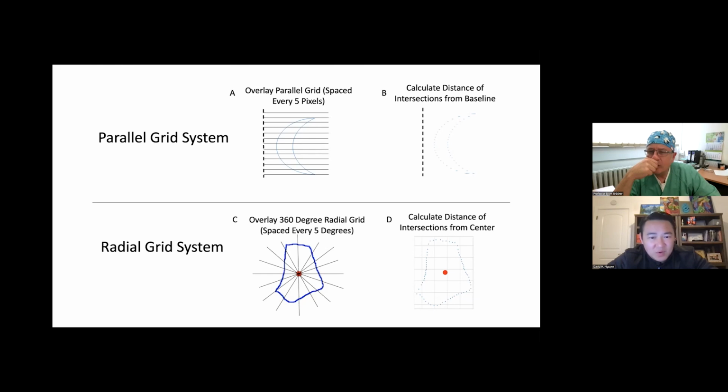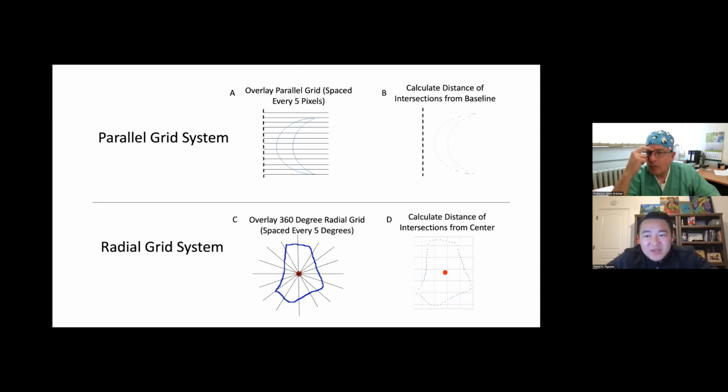So on the top row, the shape of interest is a crescent, or it could be a sickle cell. And we apply, in this case, a parallel grid system of parallel horizontal lines. And that allows us to, as you see in panel B, find every intersection between the grid line and the object in blue.